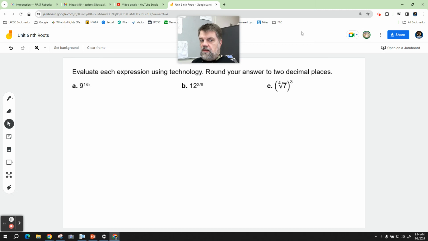So the next example, they want us to evaluate these using technology or your calculator. It's really interesting to me, in elementary school, your elementary school teachers will tell you to use mental math. There's a reason for that. They want you to learn your times tables and your addition facts and subtraction facts and your division facts. And if you don't use a calculator and you have to think about it, you tend to learn them better.